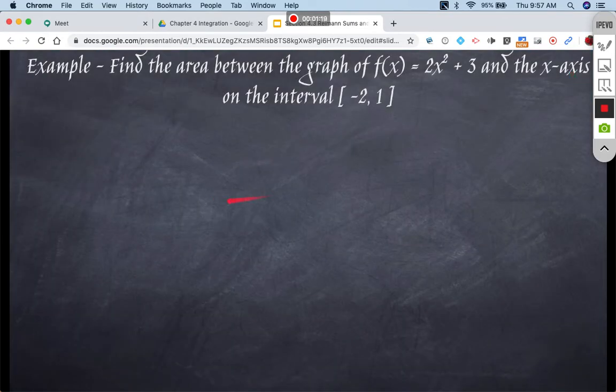So we want to find the area between the graph of f of x equals 2x squared plus 3 and the x-axis on the interval negative 2 to 1. And we notice on this one, unlike the other one, since x is squared, always positive, this will be non-negative for all real numbers. So we're cool with that. We can do this definite integral. Take a minute, probably a few minutes, and give this one a try on your own. Pause the video. When you think you're ready, pick it back up, and I will work through this with you.